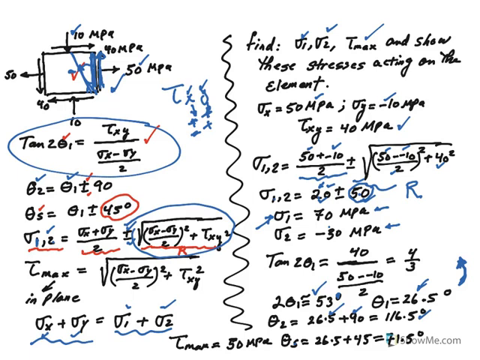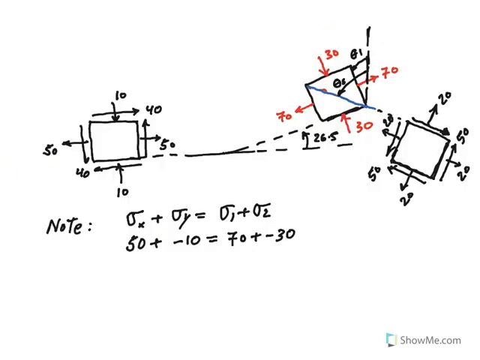Remember, theta sub s is what? Theta sub s is 45 degrees plus or minus, so that's 71.5 degrees. Let me show you these stresses. Remember, sigma 1 was 70 and sigma 2 was negative 30 and tau max was 50.